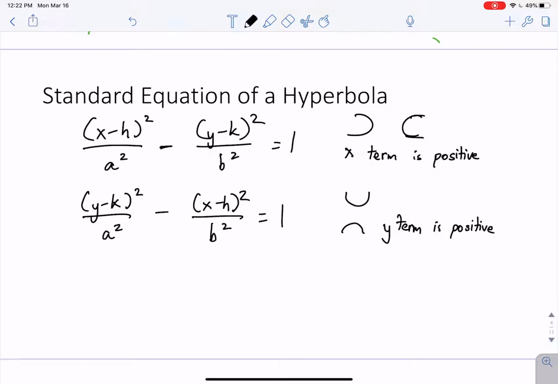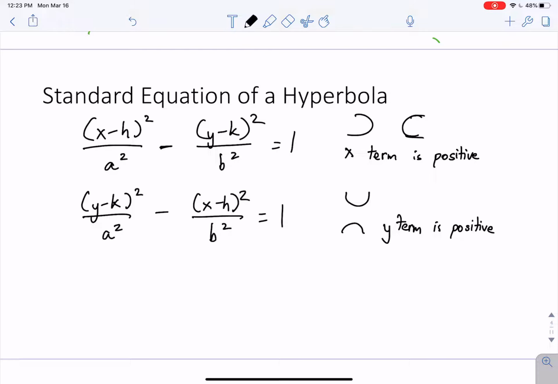The a and the b value stay the same. The a is still the distance you go out in each direction to get to the vertex. The b is still the distance you go out in each direction to make that box for your asymptotes. So the size of a and b doesn't matter. In an ellipse, the size of a and b told you the major and minor axis. The bigger one made the major axis, the smaller one made the minor axis. In this case, it's just the positive or the negative. So a could be smaller than b, but a is the positive term number. Let's see this in examples to see how this works out.